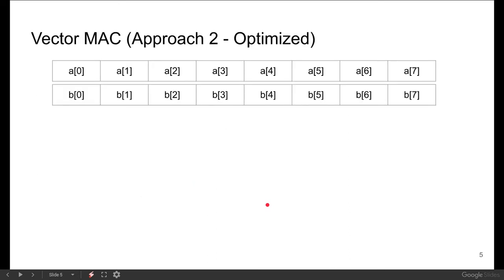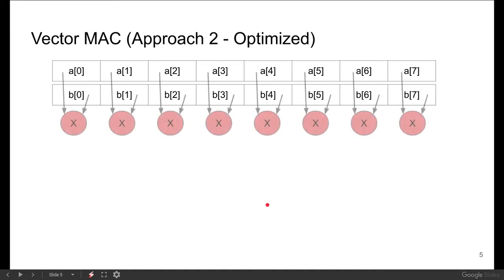So let's take an example of the optimized case, and we'll see why I have used the words binary tree addition over there. So let's again take the example. We have two vectors of length 8 and we are doing a multiply and accumulate operation. So the first step would be to do the multiplication operation.